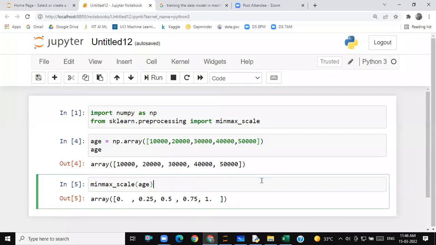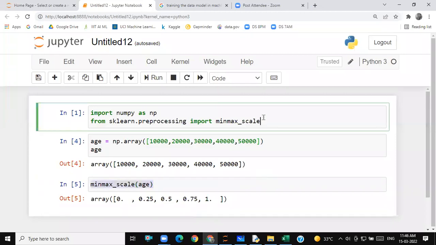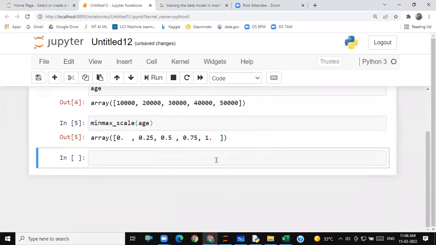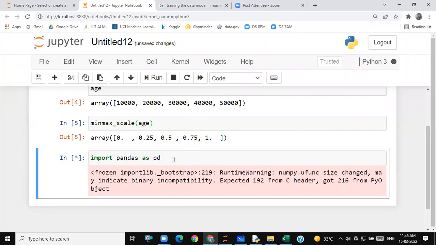So let us start from the very beginning. How do we collect the data? For that, we have Python libraries. Don't worry about that. It is by using the pandas library.